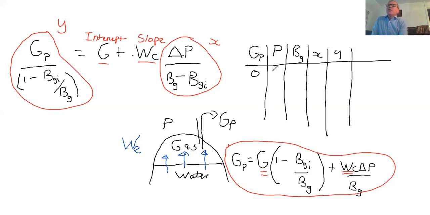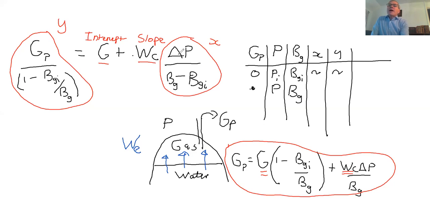The initial condition, we haven't produced anything. This is the initial pressure, this is BGI. X, there's no pressure drop, and these are the same, so it's indeterminate. Y is also undetermined. Later, you actually have a value, so a number here. Okay, this is your pressure, this is your BG.